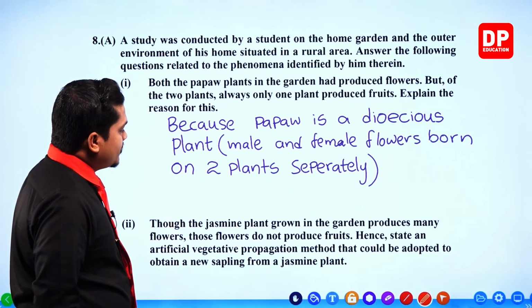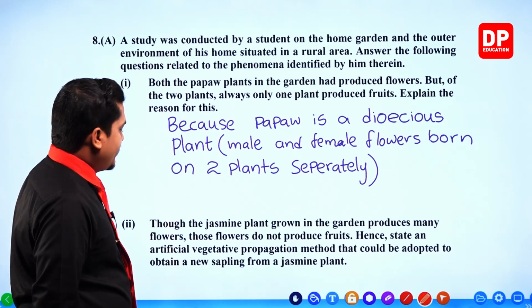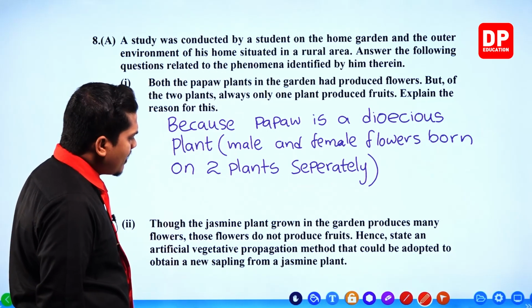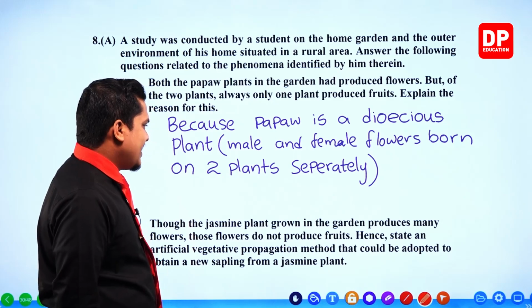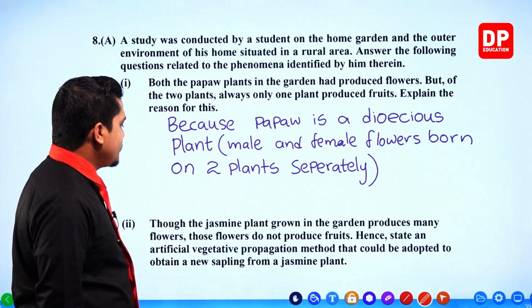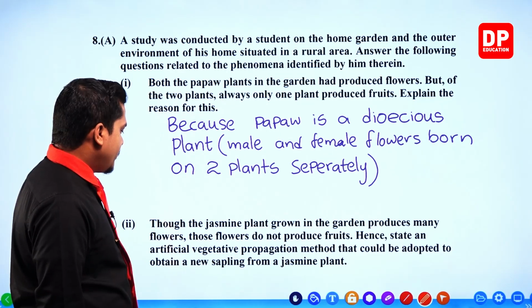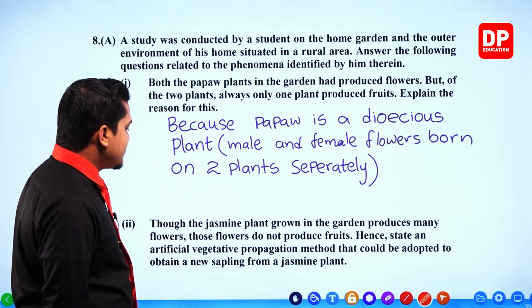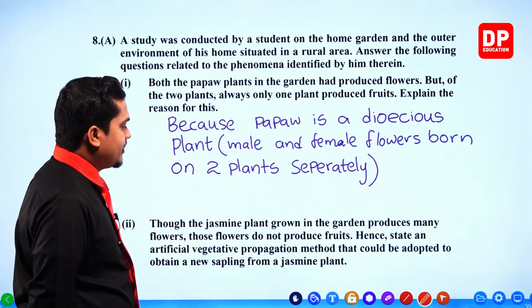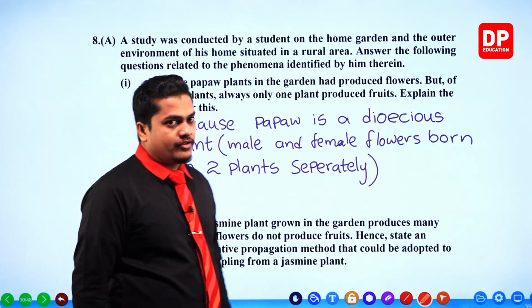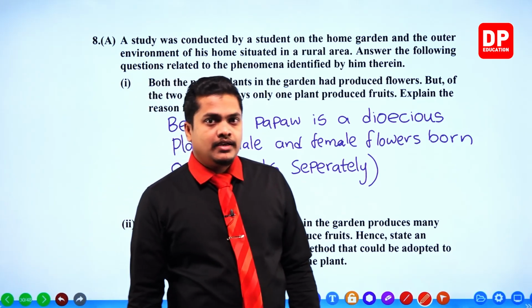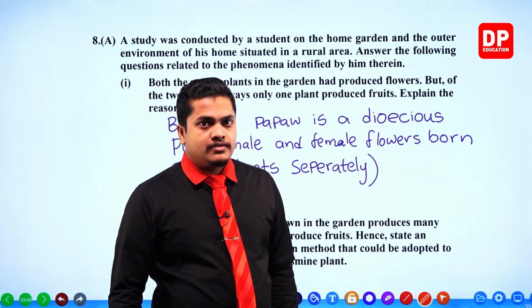Next one. Though a jasmine plant grown in the garden produces many flowers, those flowers do not produce fruits. Hence, state an artificial vegetative propagation method that could be adopted to obtain a new sapling from the jasmine plant. So, jasmine plant, my dear children, does not produce any fruit.